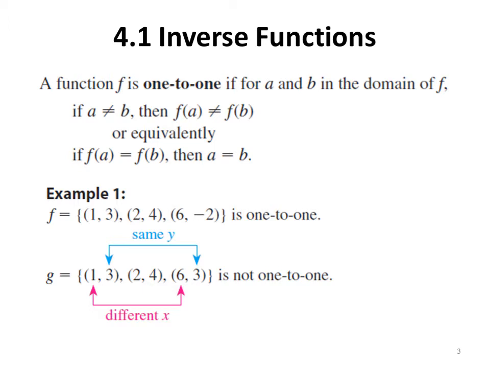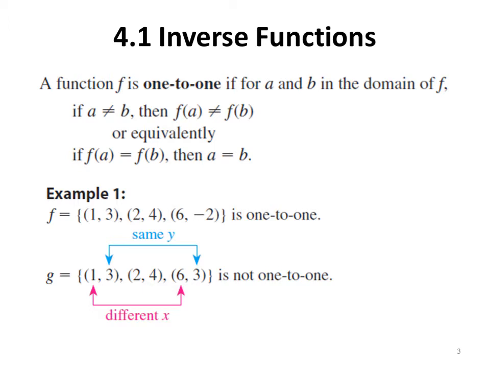We have a definition. A function f is 1-to-1 if for a and b in the domain of f, if a does not equal b, then f of a does not equal f of b. That means if a and b are two different elements in the domain, then their images are two different elements in the codomain. The same condition can be written as: f of a equals f of b means that a equals b. If the images are the same, then the pre-images are the same.